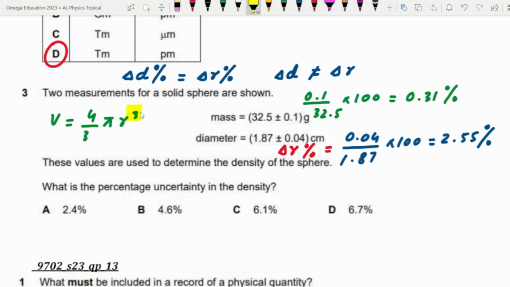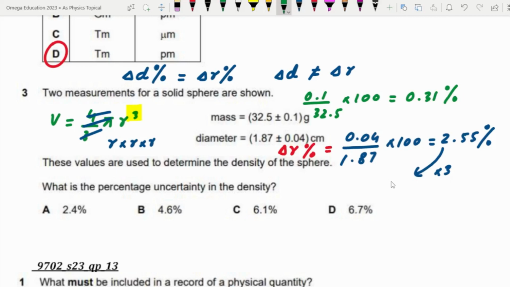Now we gotta multiply it by 3, because the rule of exponent applies here. Forget about the constant numbers. So r cube means r times r times r. So you need to add the percentage uncertainty of radius 3 times, or just simply multiply this by 3, because we had r cube. If we were having the square of the radius, for example in area, then we would have been multiplying the value of percentage uncertainty of radius by 2. But in this case we have cube, so we multiply by 3.